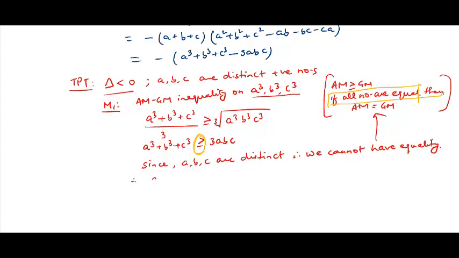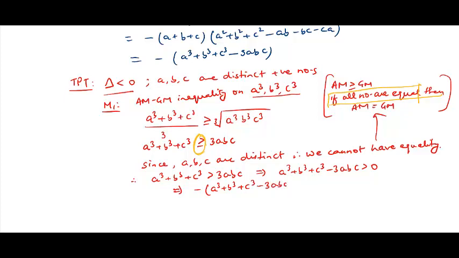therefore we get a cube plus b cube plus c cube is greater than 3abc, which implies a cube plus b cube plus c cube minus 3abc is greater than 0, and this means minus times of a cube plus b cube plus c cube minus 3abc should be less than 0, and this is what the value of the determinant was. So therefore the value of the determinant will be negative. That is one way of solving the question, right?